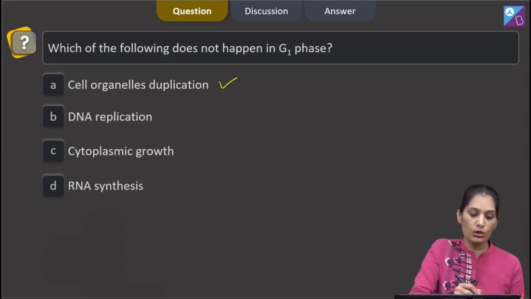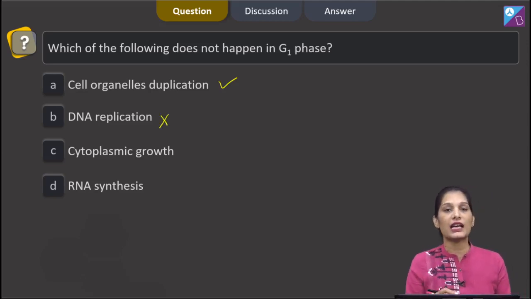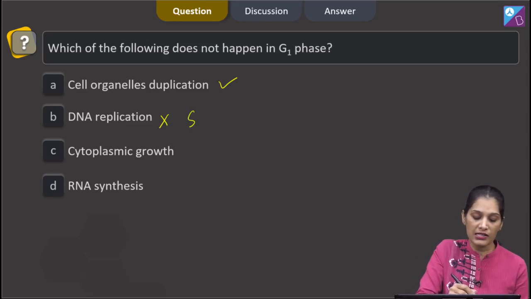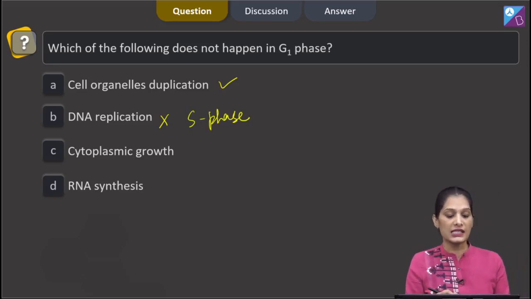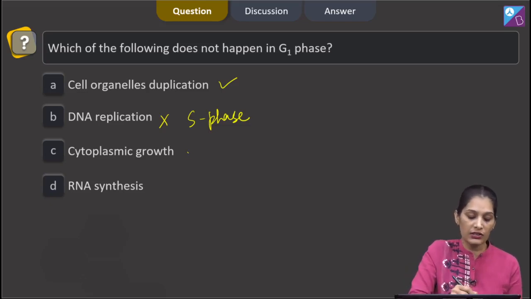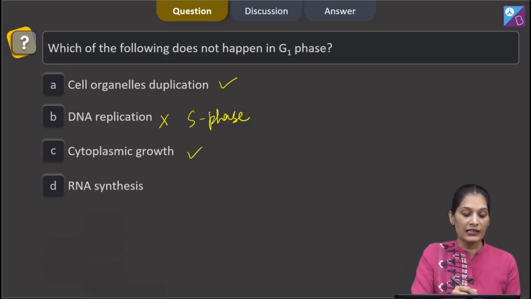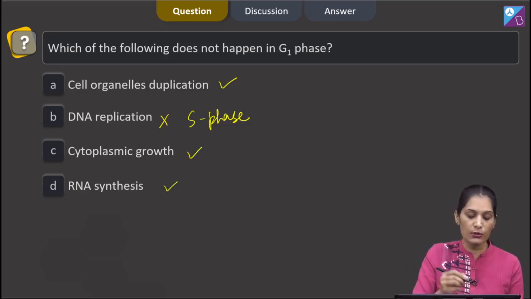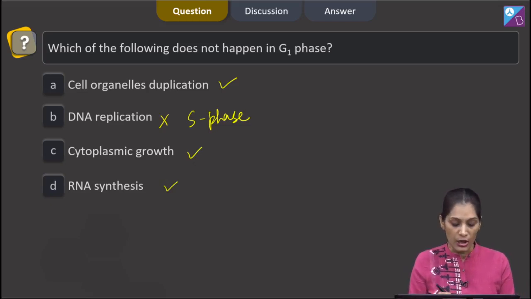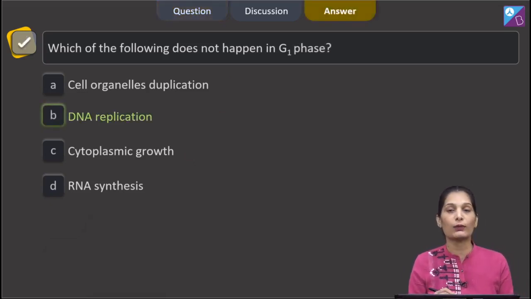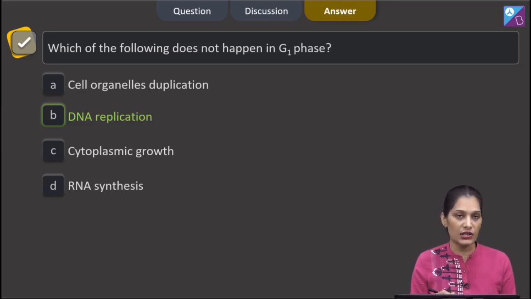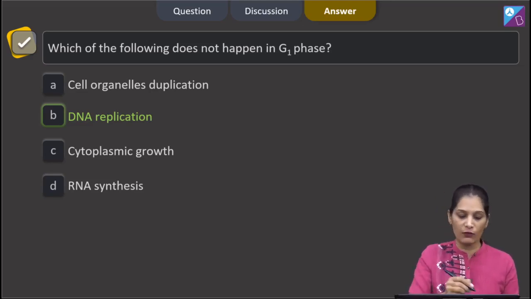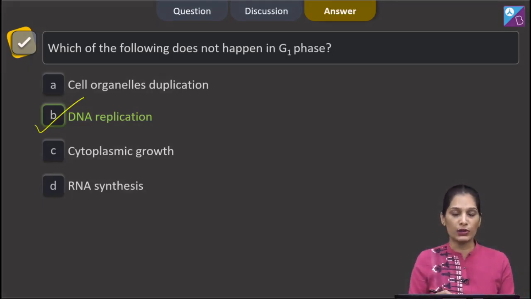DNA replication? No. Why? Because DNA replication takes place in the synthesis phase or the S phase. Now C, cytoplasmic growth, it occurs in the G1 phase. D, RNA synthesis, it also occurs in the G1 phase. So the correct option for the given question is option B, which is DNA replication because it takes place in the S phase. Let's move to the next question.